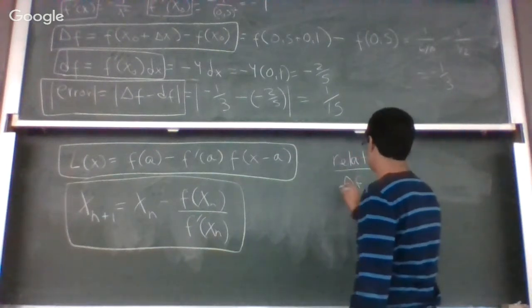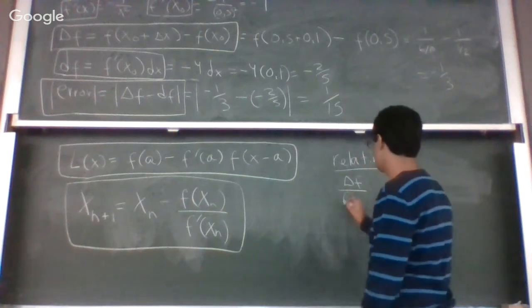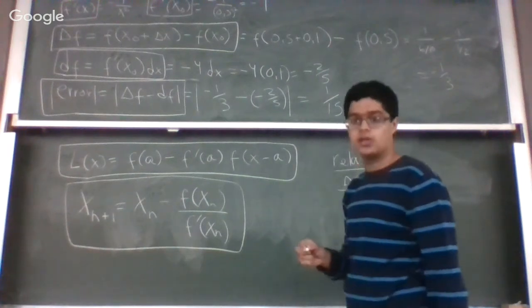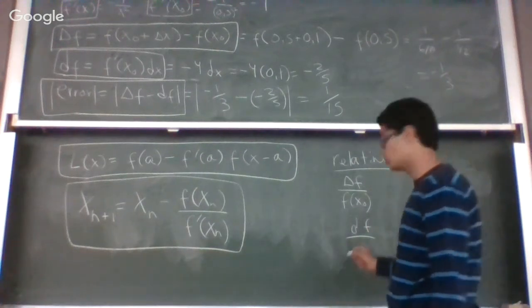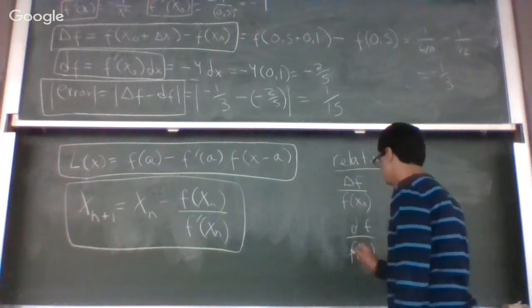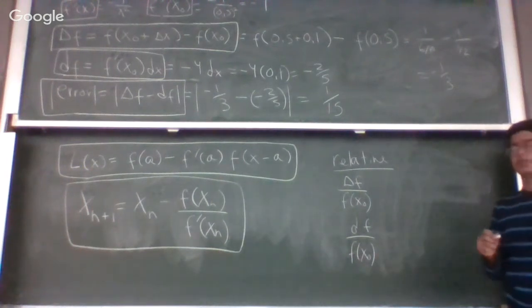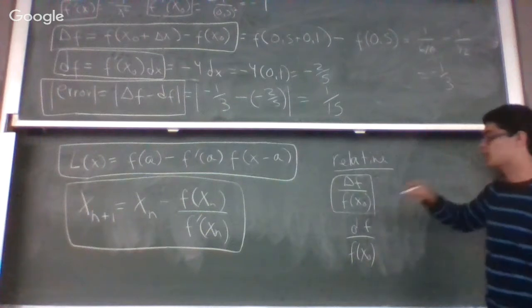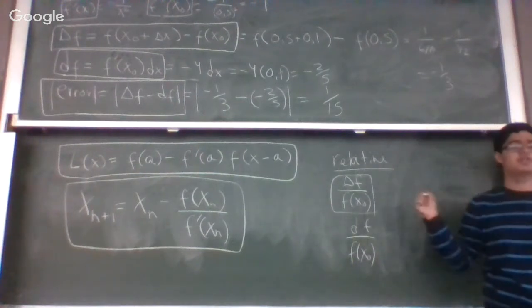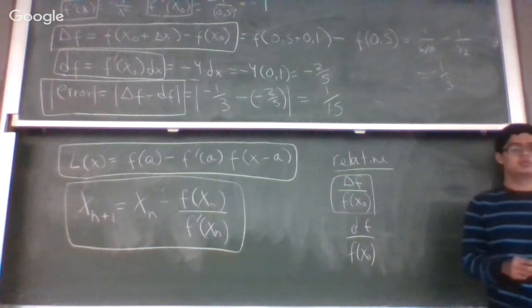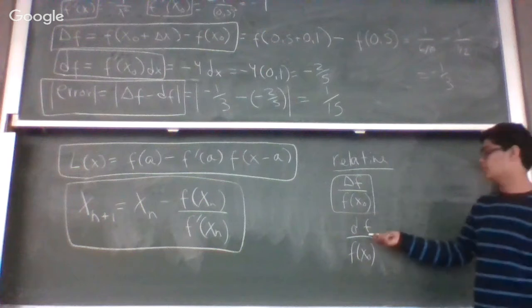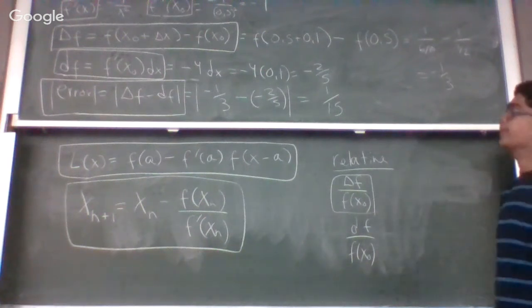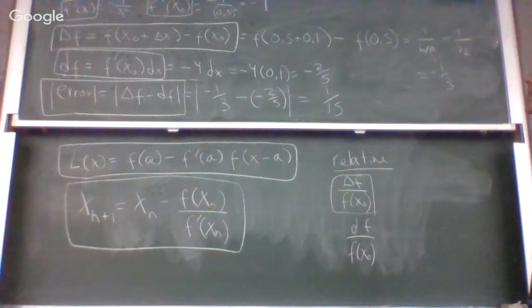Relative change is change of f over f of x0, or that's the same thing as df over f of x0. Okay? So just remember, change in f over f of x0. If they ask you to find the relative change, that's the formula you use. So what's the difference between f of x and df? They're the same. Oh, so df and dx are just the change in f.